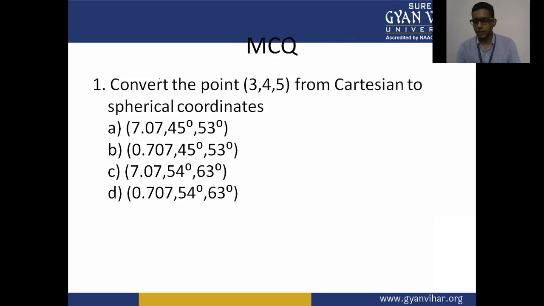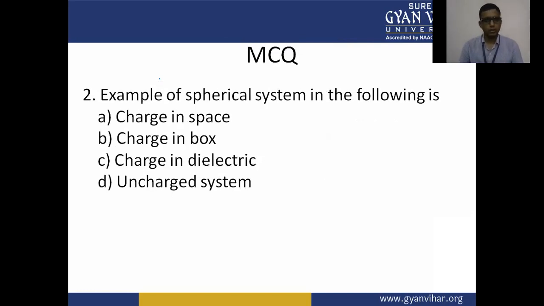Now we have some multiple choice questions regarding the coordinate systems, the spherical coordinate system, and others. Convert the point 3, 4, 5 from Cartesian to the spherical coordinate system. The point is given in Cartesian, and you have to convert it into the spherical coordinate system by our conversion transformation formulas.